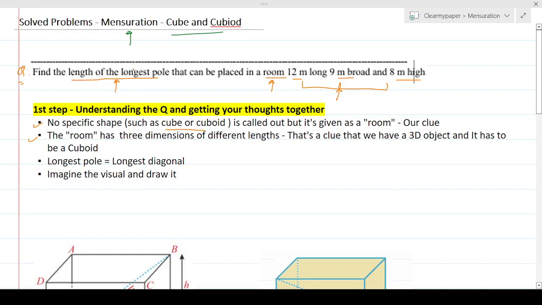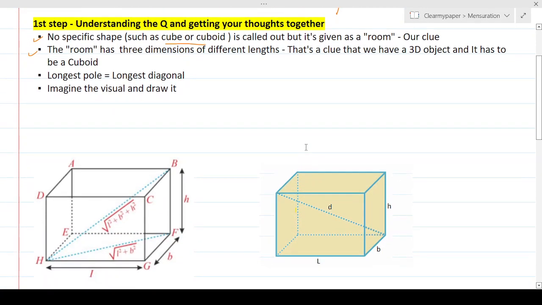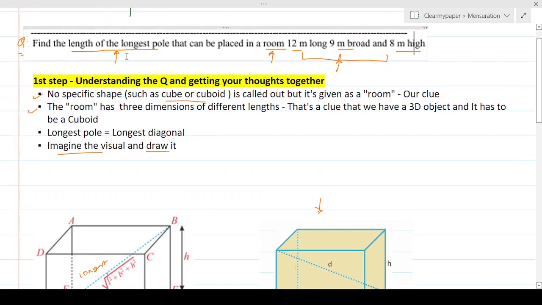So immediately, once you've identified this is a cuboid problem, draw a visual in your head, like I mentioned, and draw it as a rough sketch. You just take a pencil and doodle it like this. And what they're asking is the longest diagonal. We know that a cuboid has different diagonals. This is the shorter diagonal, and then this is the longest one. They're asking what is the longest length of the pole that can be placed inside.